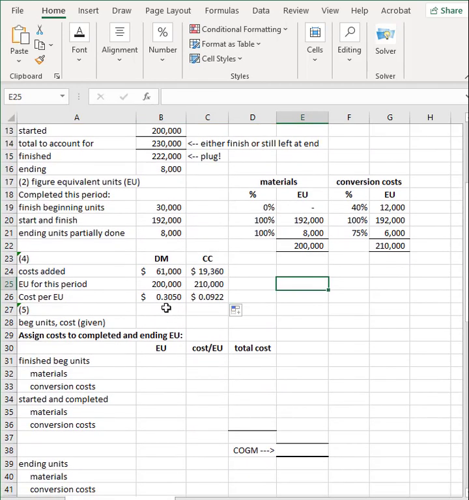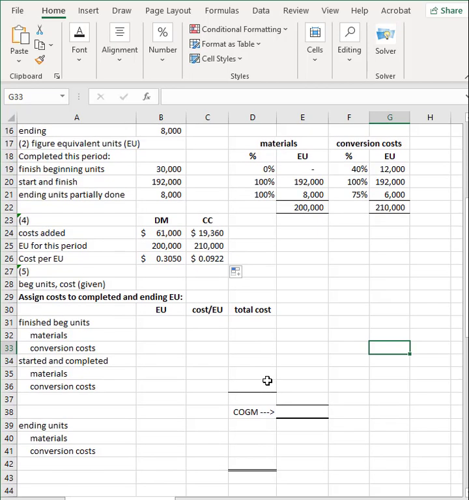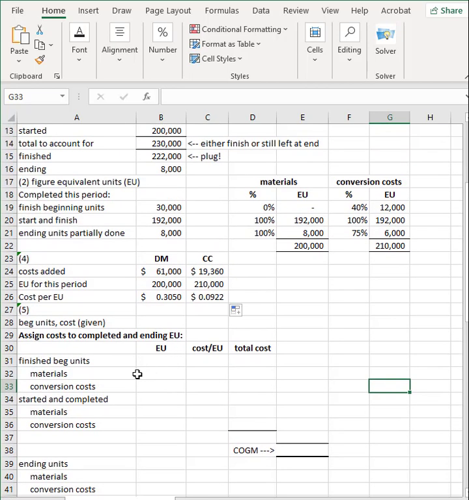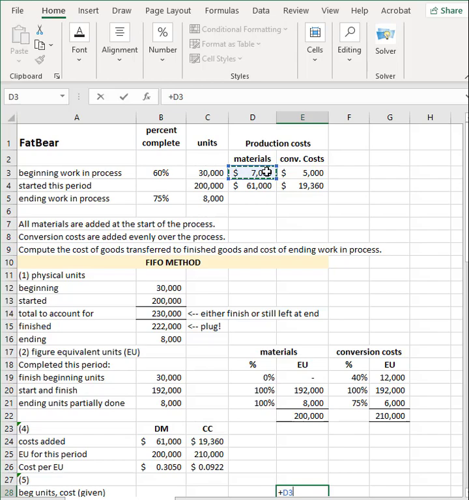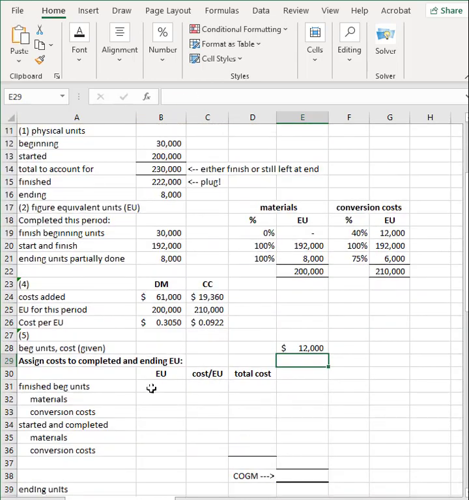The next thing is to use this cost per equivalent unit to apply to the equivalent units that were completed and transferred to finished goods or the next step in the process or ending inventory. So for beginning units, we know the cost was. We don't have to assign anything. That's just given. And then we now have to assign the units. So for finishing the beginning units, how many equivalent units was that? Finishing the beginning units was nothing for materials and 12,000 for conversion costs.